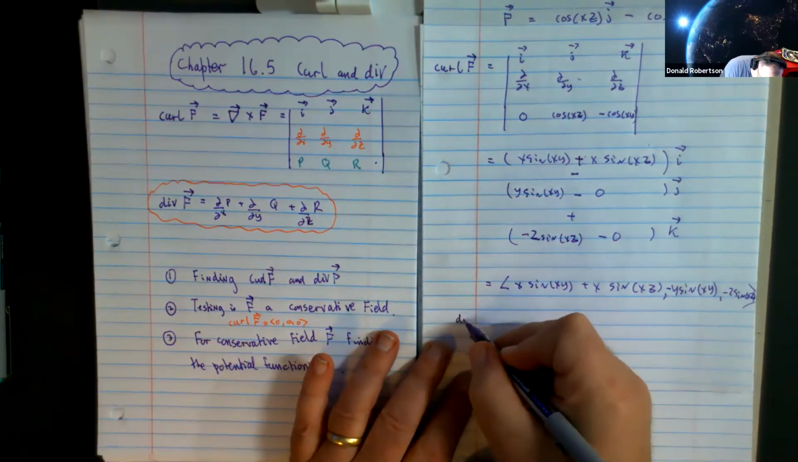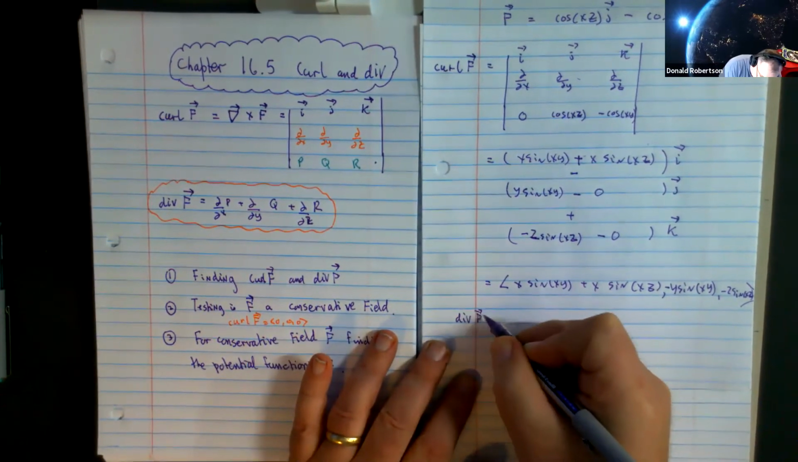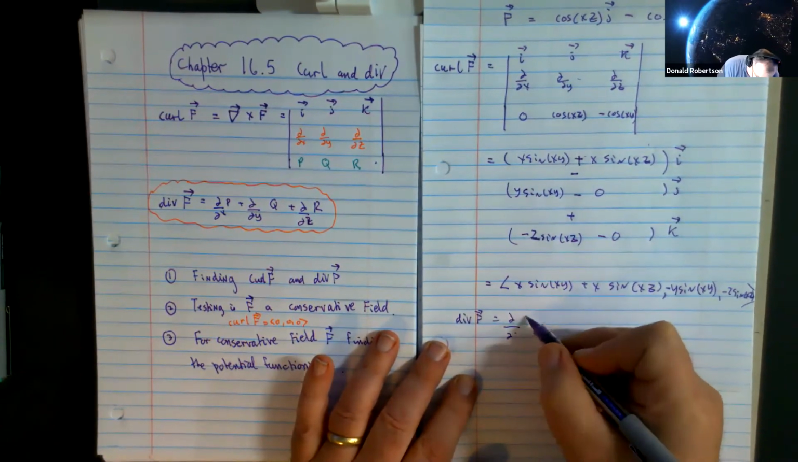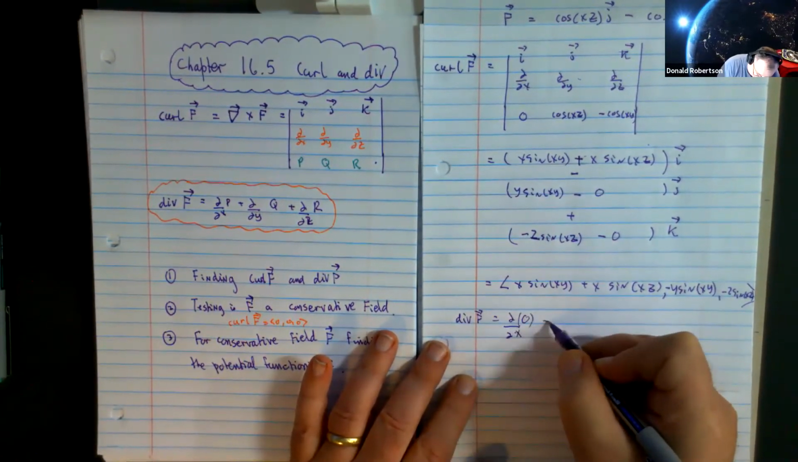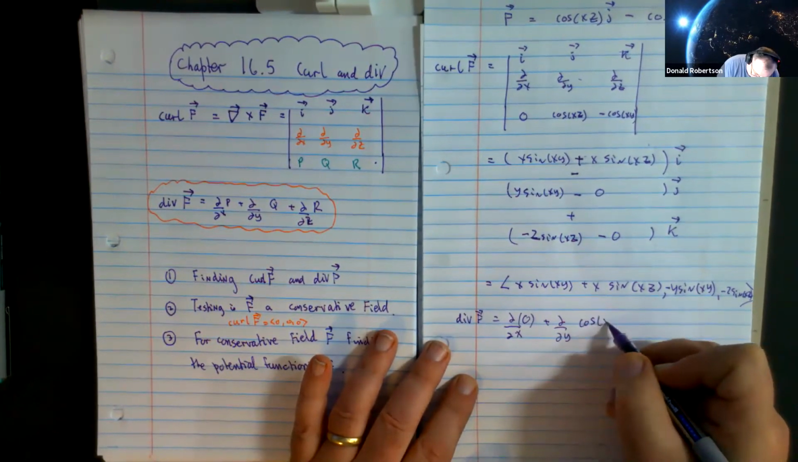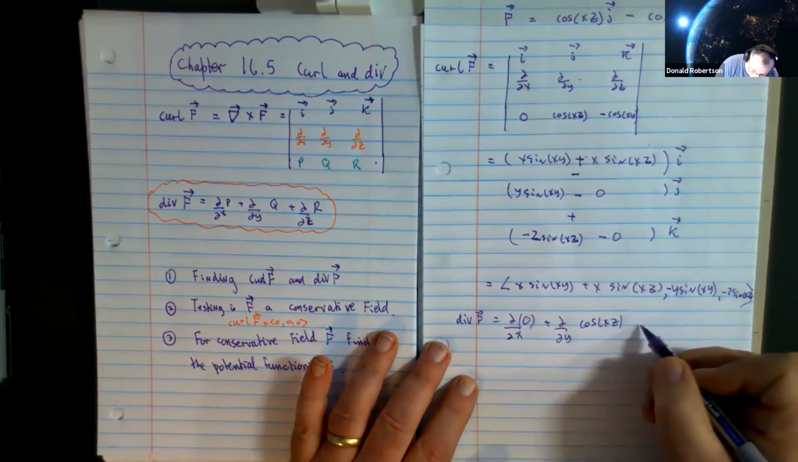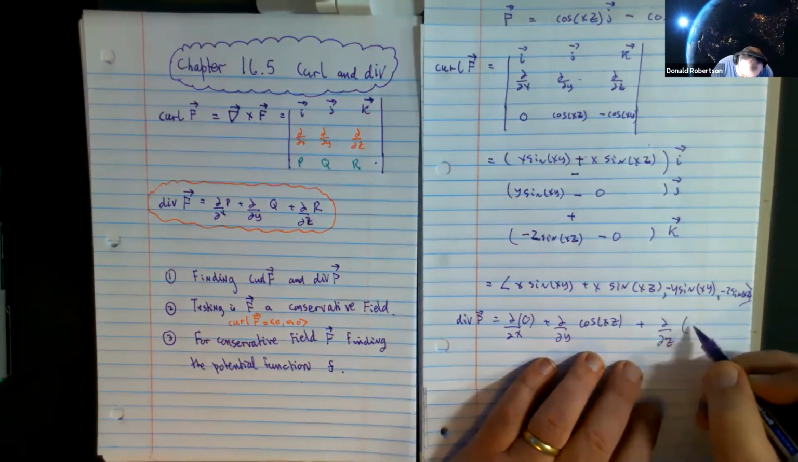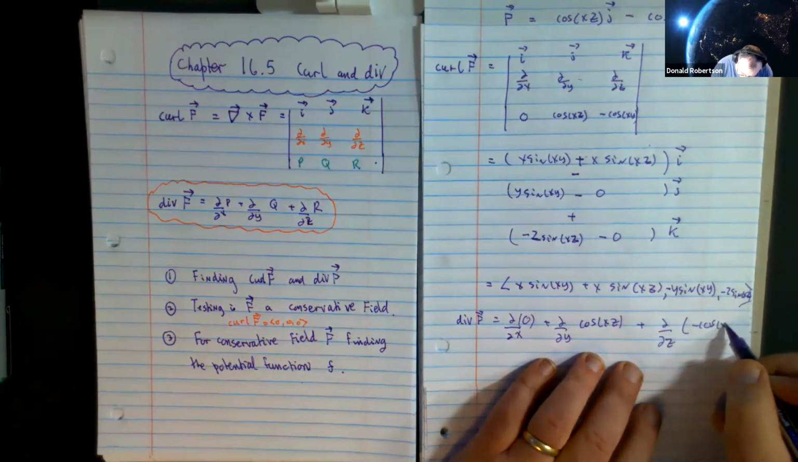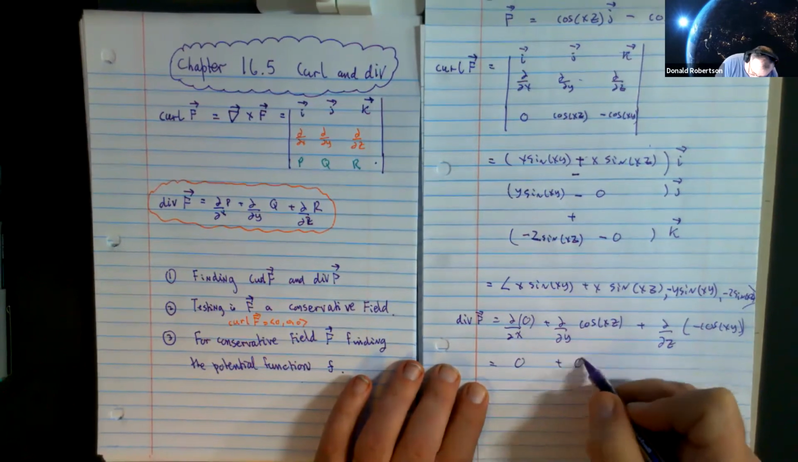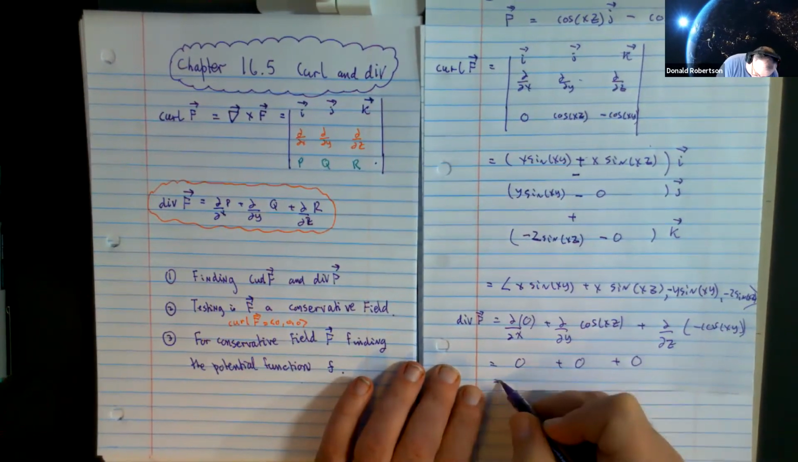What about the div? Well, if you do a partial derivative of 0 with respect to x, plus the partial derivative of that guy with respect to y, plus the partial derivative of this fella, you get 0, 0, 0, which is 0.